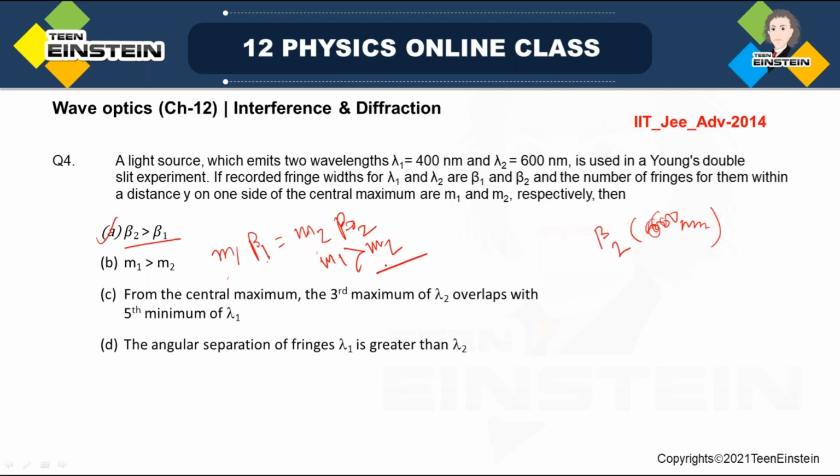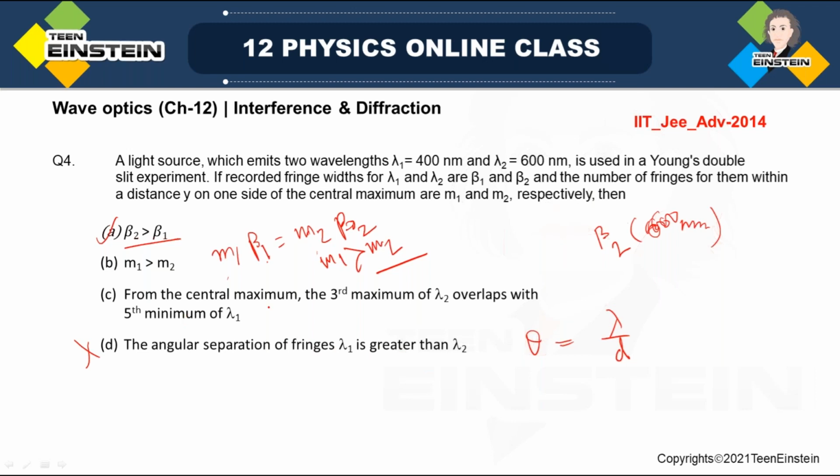Now the last part of this problem. The angular separation of the fringes of lambda 1 is greater than lambda 2. So theta is actually lambda by d. So the angular separation of the fringes is directly proportional to lambda. So this is not true. The angular separation statement is not true.